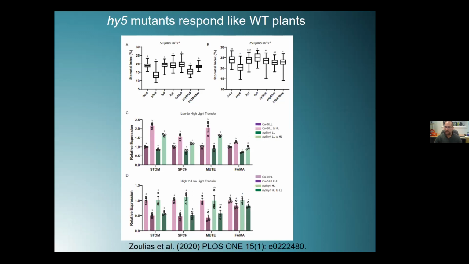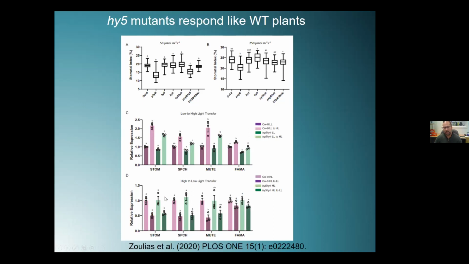So this was a bit disappointing. And we then looked at gene expression data, and we did light transfers with seedlings. So we grow seedlings under either low light conditions and transfer them to high light, or under high light conditions and transfer them to low light. And under these conditions, if you do this with a wild type plant, you will see, for example, the expression of stomagen goes up when you move to high light, and it goes down when you move to low light.